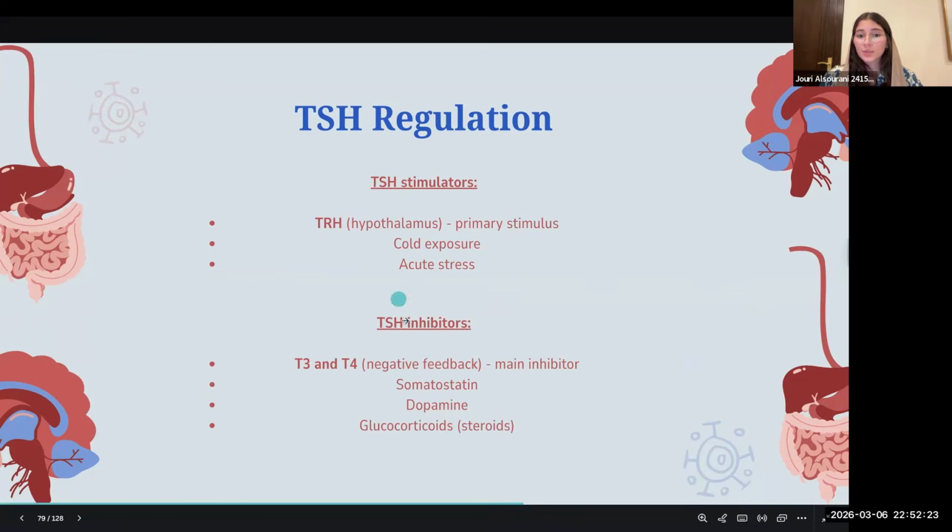And things that inhibit TSH, firstly, we have T3 and T4. These are the thyroid hormones, and they inhibit TSH as a negative feedback. This is the main inhibitor of TSH, the negative feedback of the thyroid hormones. We also have somatostatin, dopamine, steroids, but this is the most important one.